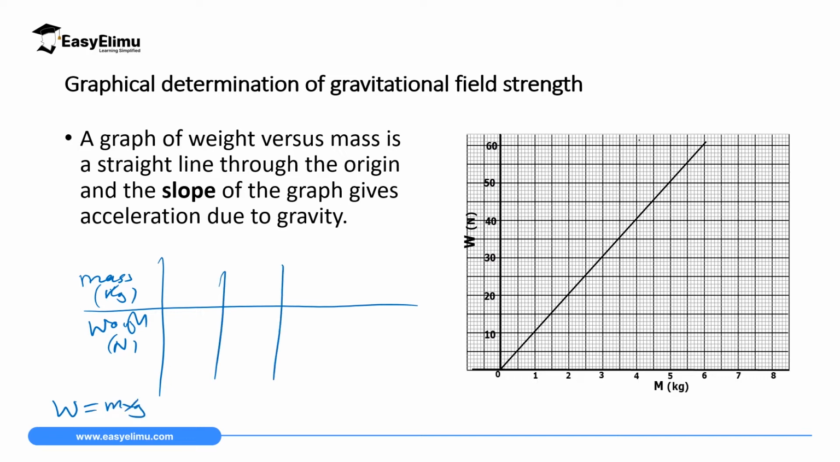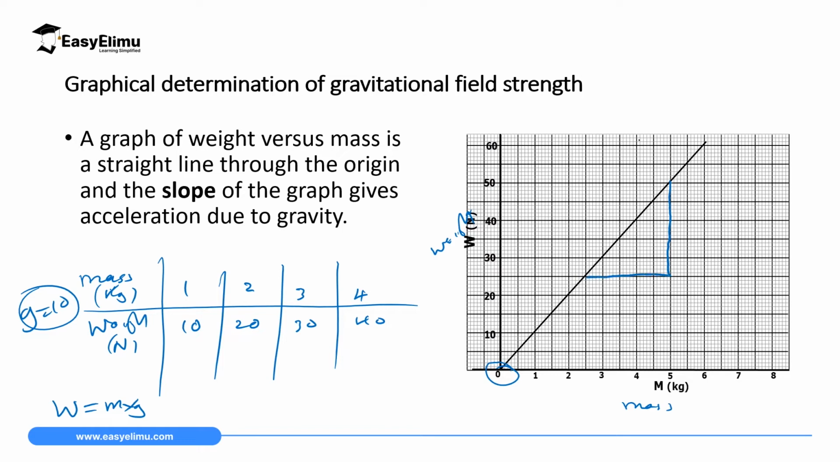For example, if we take our gravity G as 10, then if we have a mass of 1, the weight will be 1 times 10, which is 10 newtons. If 2, 20 newtons; 3, 30 newtons; and 4, 40 newtons. Now, if you draw a graph of weight on the y-axis and mass on the x-axis, your graph will be a straight line from the origin, and it will have a gradient or slope.